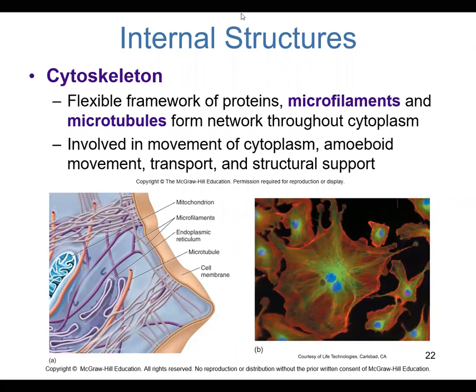Cytoskeleton: two main parts are the microfilaments and the microtubules. Both of them are involved in the movement of cytoplasm around in the cell, which we call cyclosis. And then they're used for amoeboid movement, which is still the movement of the cytoplasm, making projections of the cell membrane. So they help move things through the cell, and then they give it structural support.